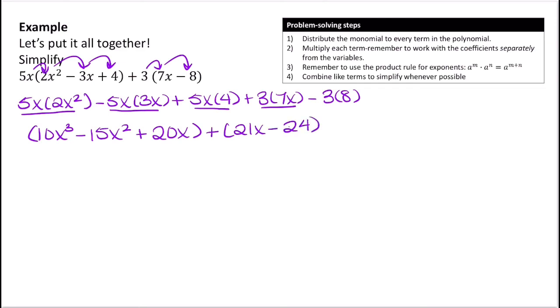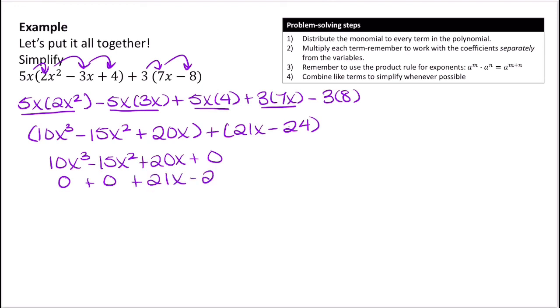So now it's just like an addition of polynomials problem, right? And remember what we were doing is we were writing the polynomials in standard form and then adding in our missing terms with zeros. So for example, this first polynomial I'd rewrite as 10x cubed minus 15x squared plus 20x plus 0, right? Because there's no constant term. The second polynomial, I'm going to have to add in zeros because there's no x cubed term and there's no x squared term. But it does have an x term, so I'm going to write 21x and then minus 24.